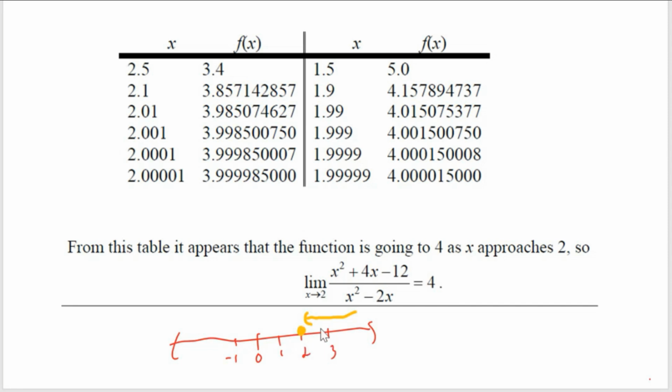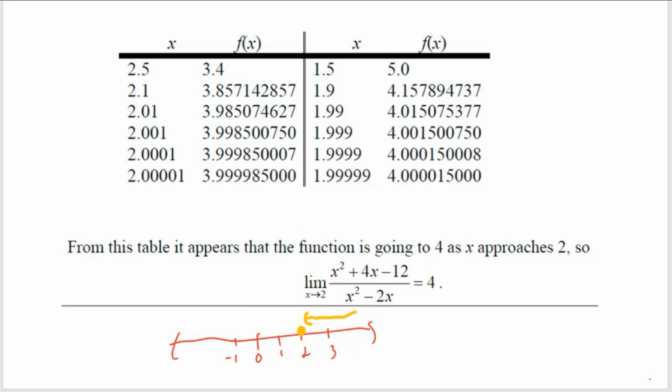Or you can also use any value; if you like 3, then you can use 3. Or you can use 2.9, 2.1, and so on. On the left hand side of 2, we could use 1.5, or 1.9, 1.99, and so on, as long as it approaches the value of 2, but without letting the value of x be exactly equal to 2.